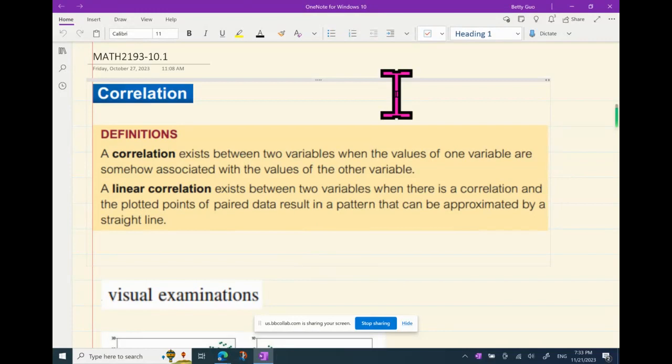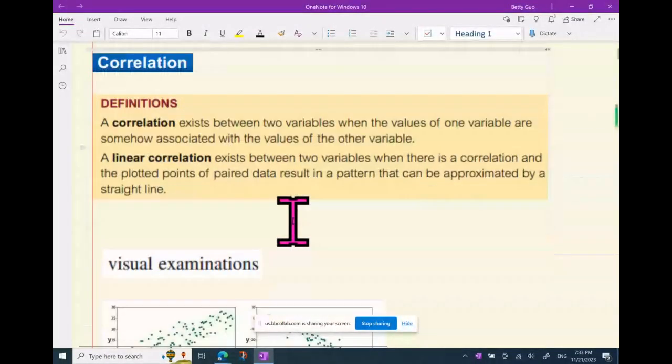And what is a linear correlation? Linear correlation is the correlation relationship that follows a straight line pattern. As it describes here, a linear correlation exists between two variables when there is a correlation and the plot points of paired data result in a pattern that can be approximated by a straight line. So the relationship has a linear pattern.